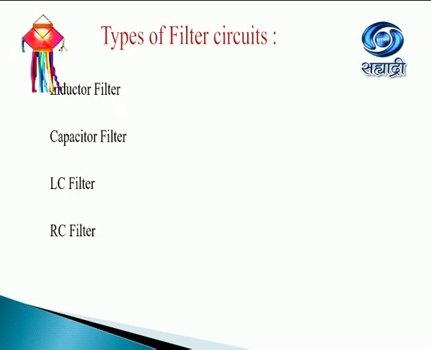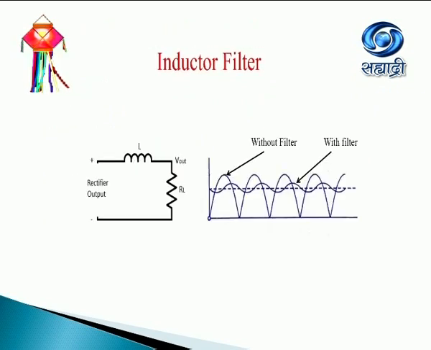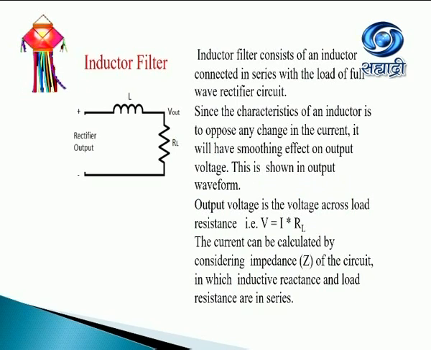Types of filter circuits: inductor filter, capacitor filter, LC filter, RC filter. Inductor filter. Figure shows inductor filter. In this, inductor L and resistor R are connected, and the waveform shows the output of the filter circuit. Inductor filter consists of an inductor connected in series with the load of a full wave rectifier.